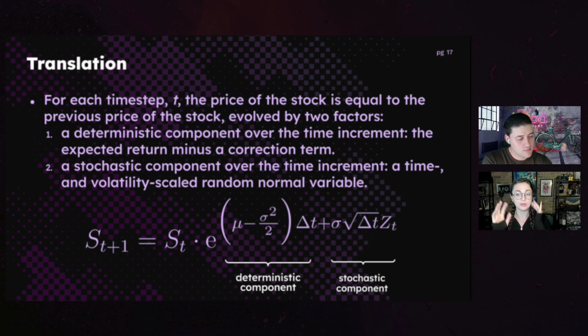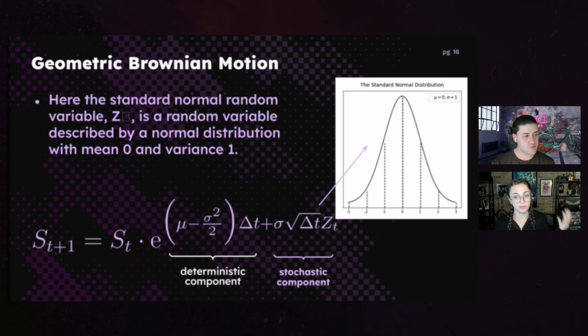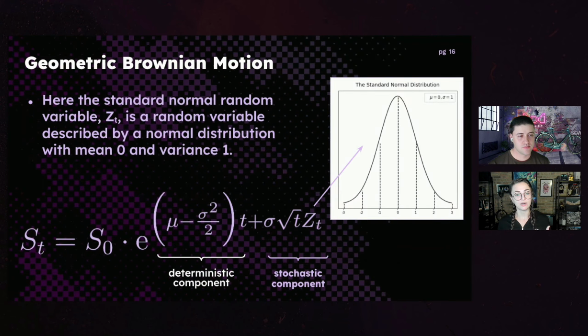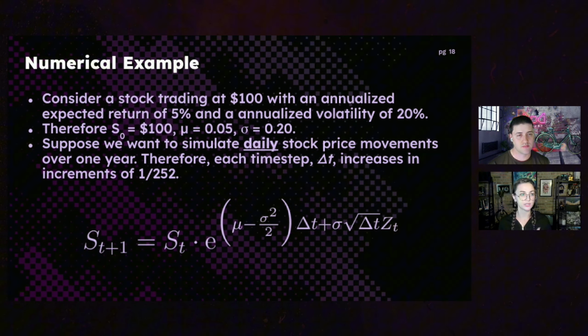And then the other component that's going to move this stock price over time is a stochastic component. When we say stochastic, what that basically means is that it's some kind of process that's driven by a random variable. And that random variable is going to be this time and volatility scaled random normal variable ZT, which is basically just a random sampling from a standard normal distribution, which is just a normal distribution with mean 0 and variance 1. So I wanted to give a numerical example to hopefully contextualize this equation a little bit.